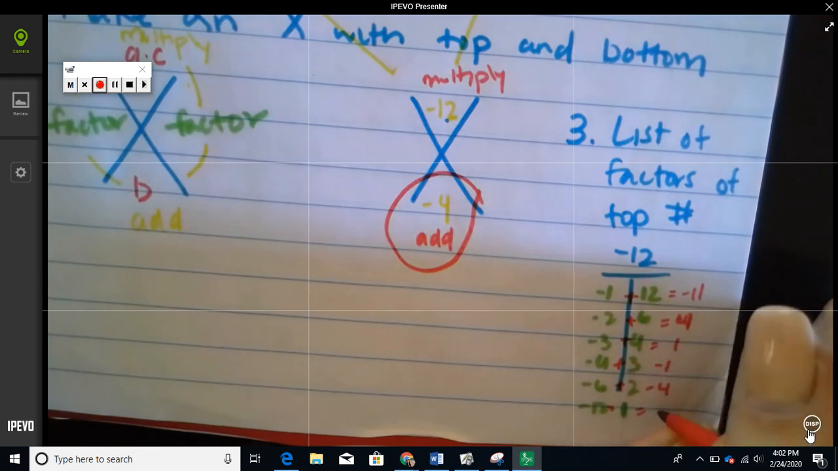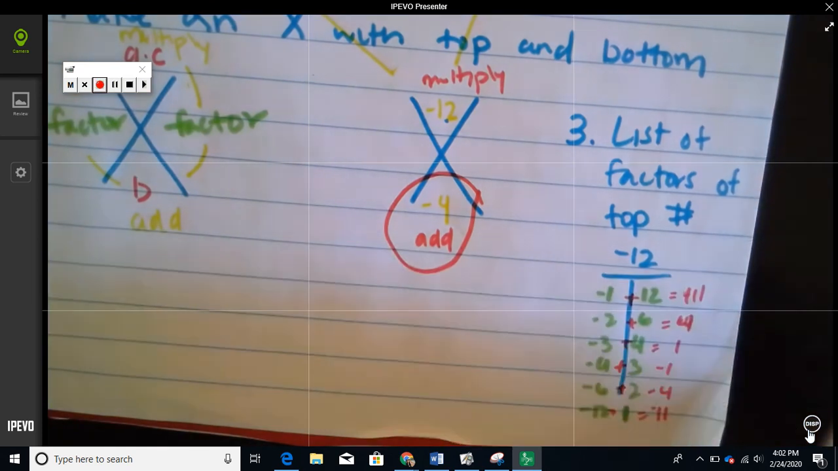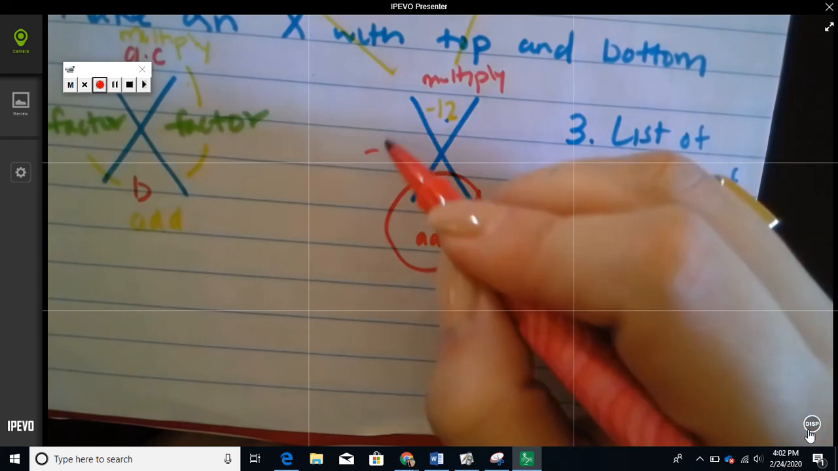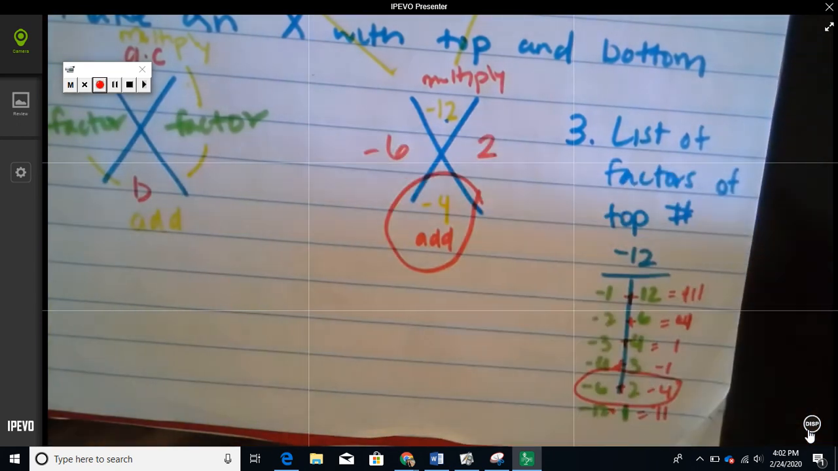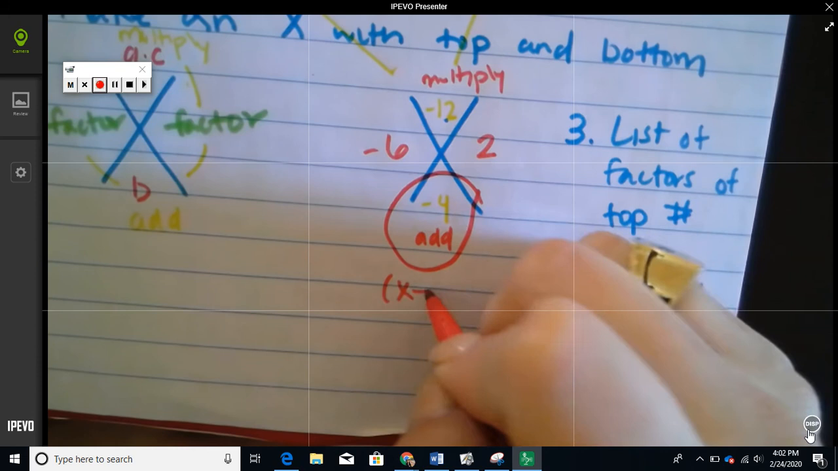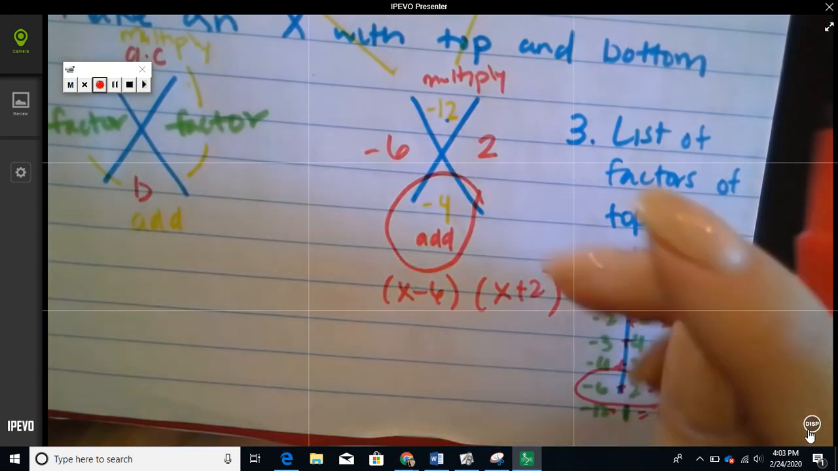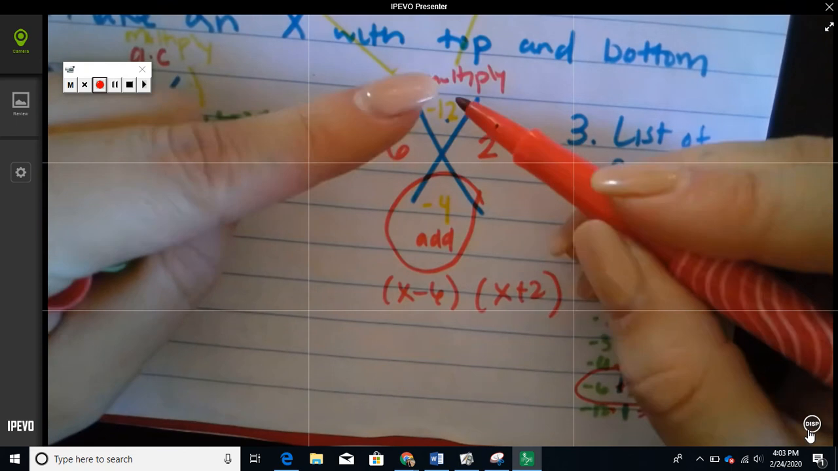And I missed this, so it should be positive. Alright, so the ones that give me negative 4 are these two numbers right here, negative 6 and positive 2. So my answer is x minus 6 and x plus 2. That's my answer, because if I multiply these, they give me negative 12. If I add them, I get negative 4.